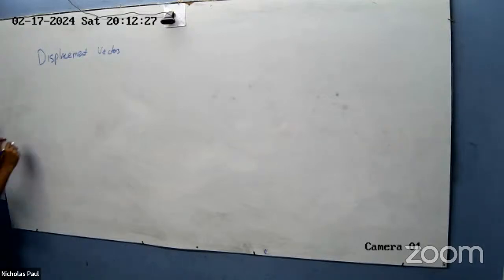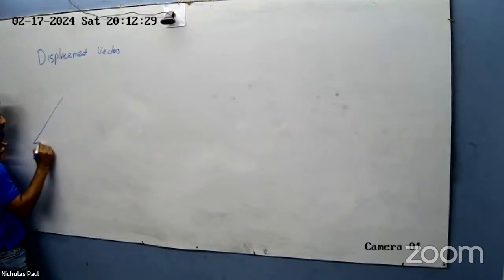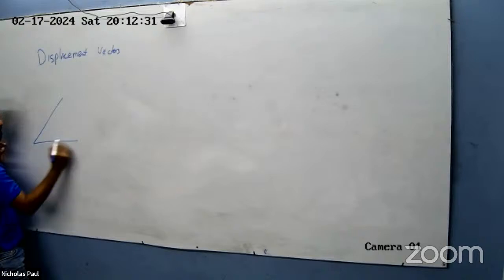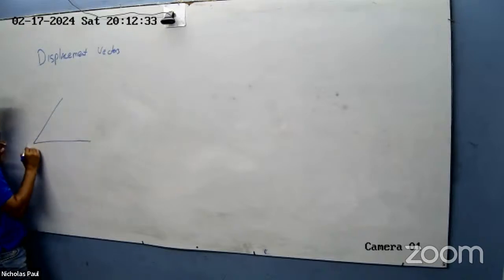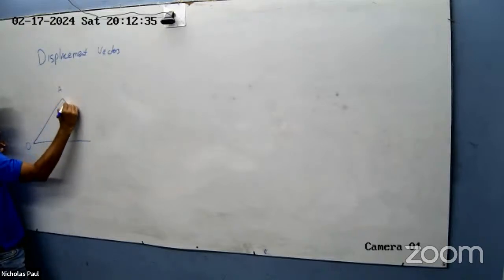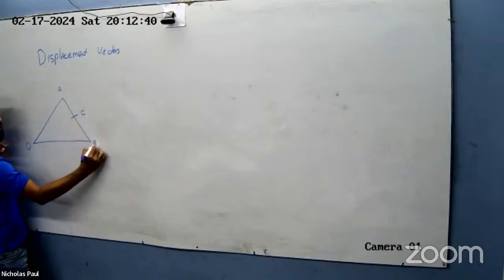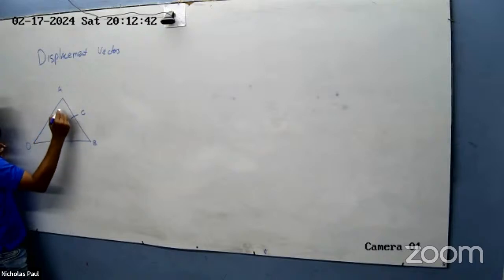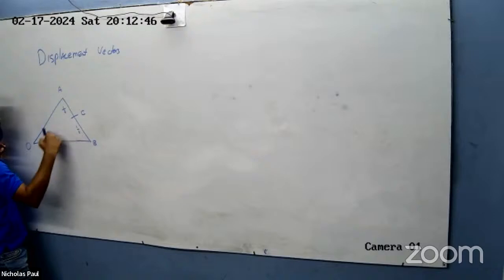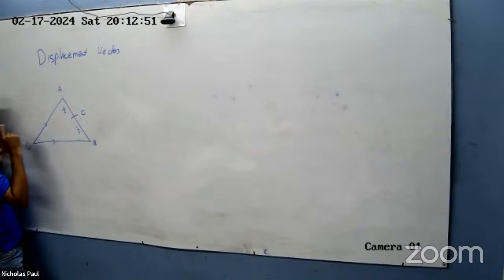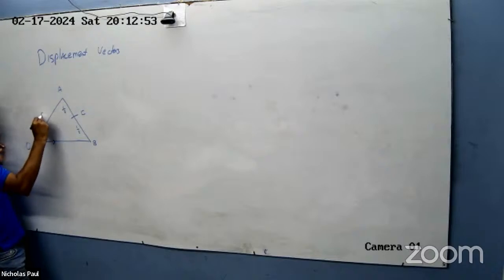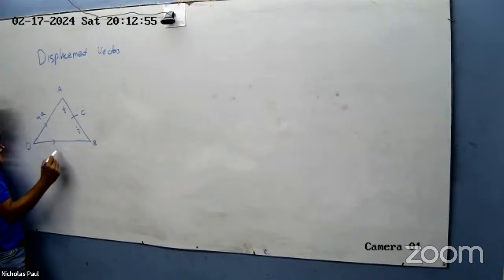I'm going to give you a smaller diagram here. Here's O, A. Let's say C is the middle, right? So I will put a half here and a half here because C is the middle of these two points. Let's say O to A is 4A and O to B is 6B.